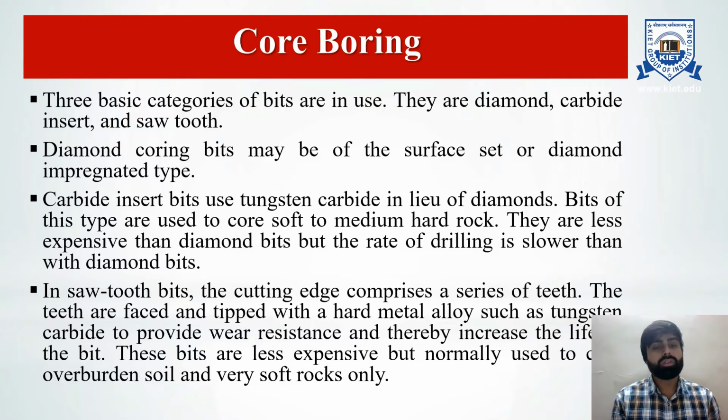In sawtooth bits, the cutting edge comprises a series of teeth. The face teeth are faced and tipped with a hard metal alloy such as tungsten carbide to provide wear resistance and thereby increase the life of the bit. These bits are less expensive but normally used in overburden soil and very soft rocks only.